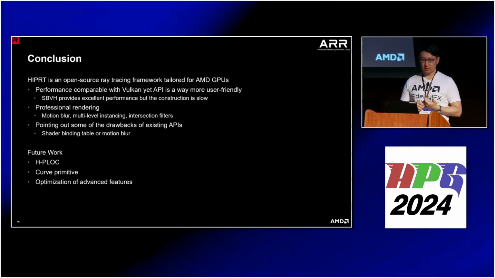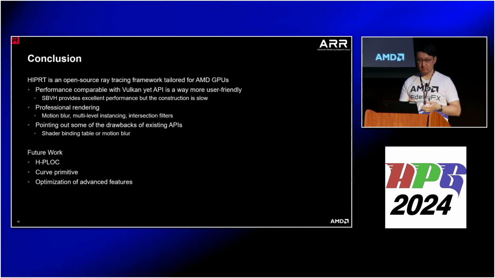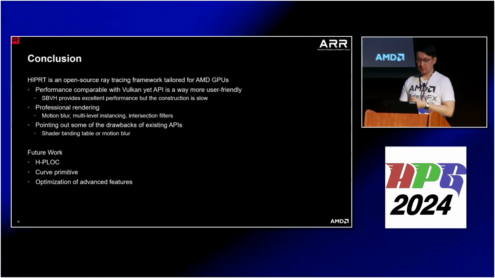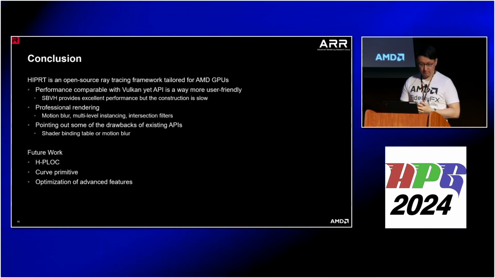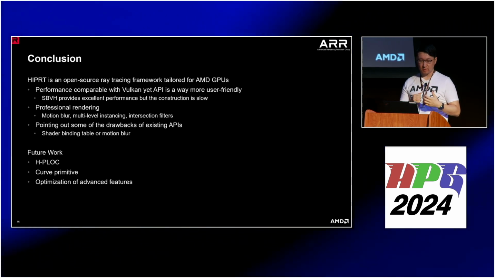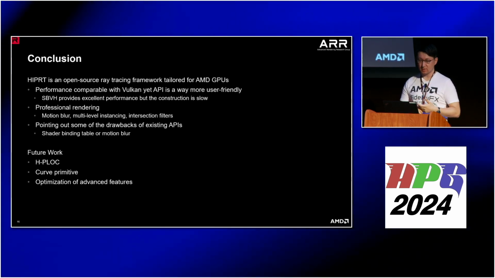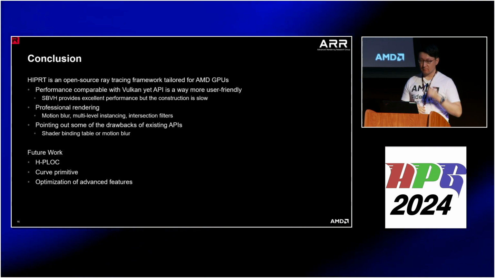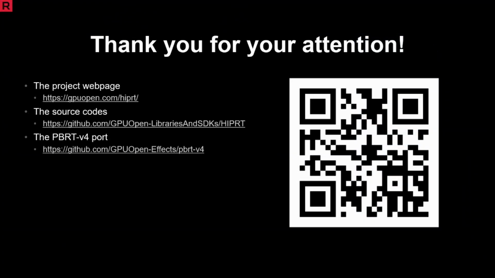It would also be interesting to introduce a new primitive type, curve, an optimized primitive for hair or fur. Our current implementation is hopefully correct, but there is definitely room for optimization, especially of these advanced features like multi-level instancing. So that's all. If you are interested in HIPRT, you can use this QR code or these links. Thank you for your attention, and I'll be happy to answer any questions.